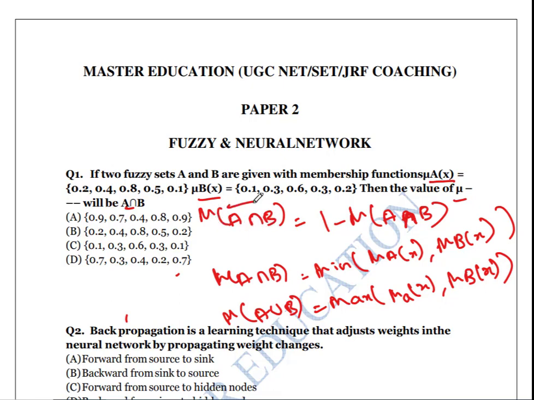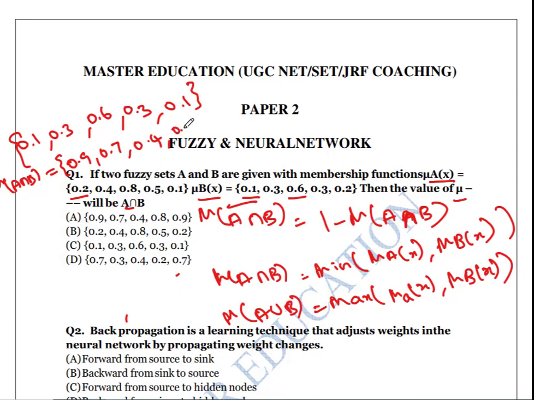Then if they ask mu of A intersection B the whole dash, it is 1 minus mu of A intersection B. So now we find the minimum value from each pair: 0.2 or 0.1, so 0.1 is the minimum; then 0.4, 0.3, so 0.3 is the minimum; then 0.8, 0.6, so the minimum is 0.6; then 0.5, 0.3, so the minimum is 0.3; then 0.1, 0.2, so again the minimum is 0.1. This is mu of A intersection B. The question is mu of A intersection B the whole dash, so we subtract from 1. That gives 0.9, 0.7, 0.5, 0.7, 0.9. So option A is the correct answer.